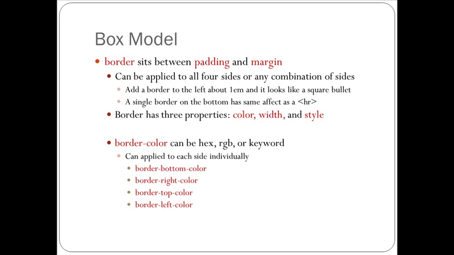The border actually has three properties that it needs. It needs to know what color it's supposed to be, how wide it's supposed to be, that's the thickness, and what style it's going to be. You can specify the border color either using a hexadecimal value, the RGB function that we talked about earlier, or any of the keyword colors like blue or red or whatever.